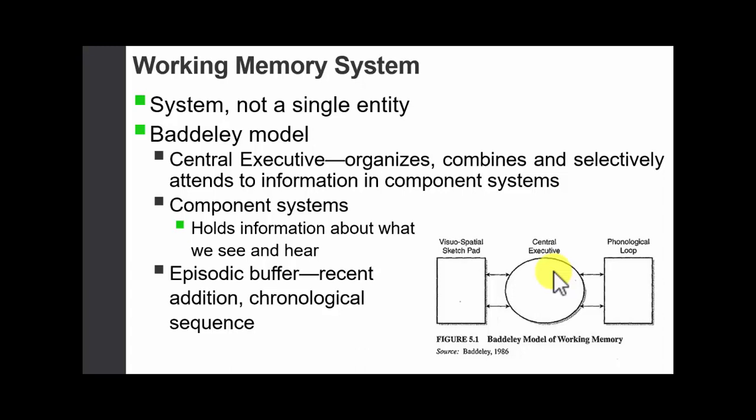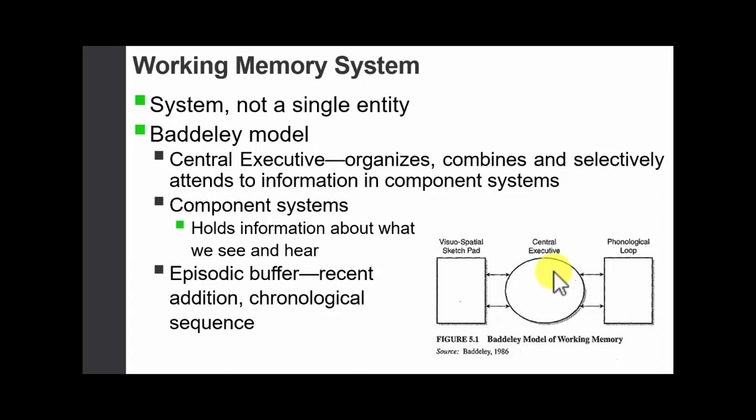So that's Baddeley's working memory system. Big important things to keep in mind here is that it's, at least as we've described it here, a four-piece system. There's the visual spatial sketchpad, phonological loop, and an episodic buffer that handle spatial visual information, auditory information, and then also chronological or time-based information, respectively.